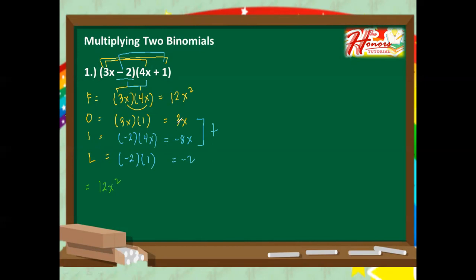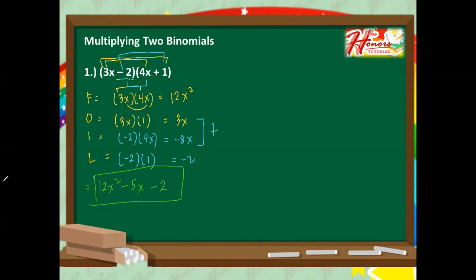As you can see here, we have different signs, positive and negative. So subtract the numbers. 3 minus 8 is 5. And then copy the sign of the larger number, which is negative. Then copy x. Then copy negative 2. And that's it. The answer is 12x squared minus 5x minus 2.